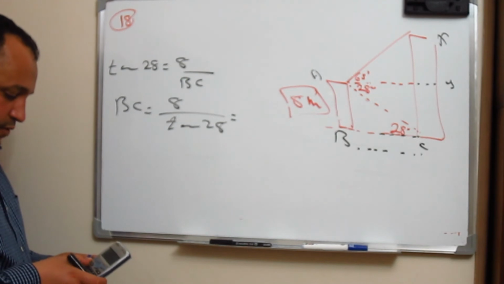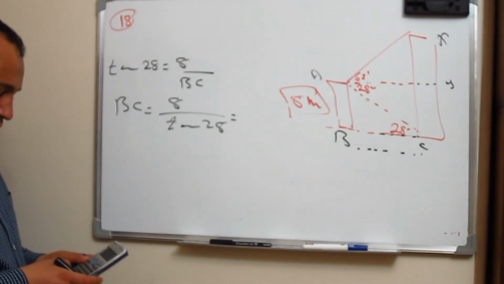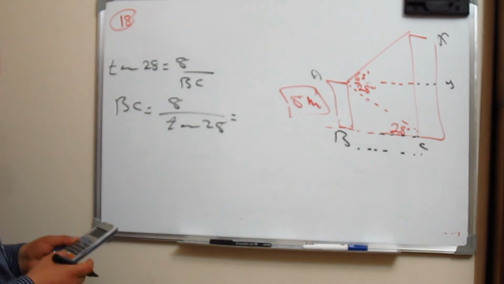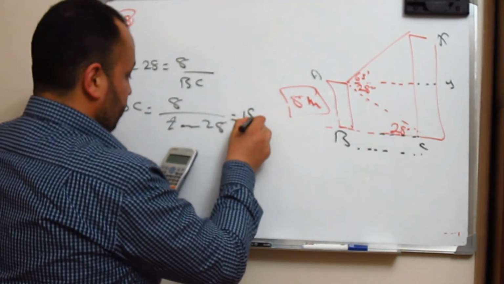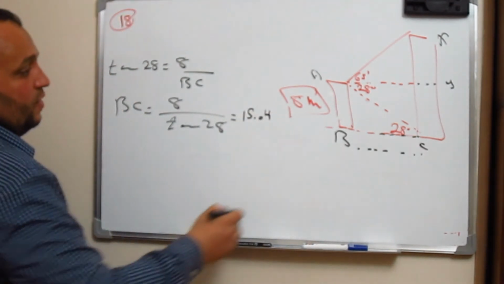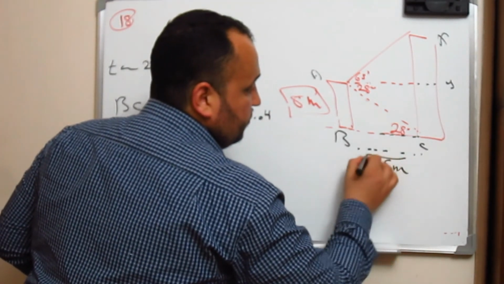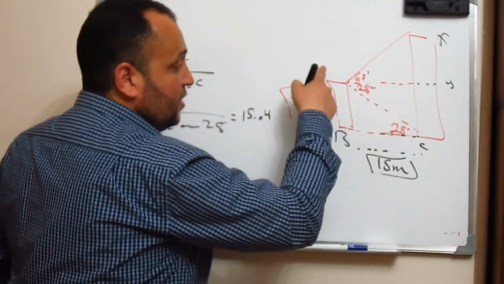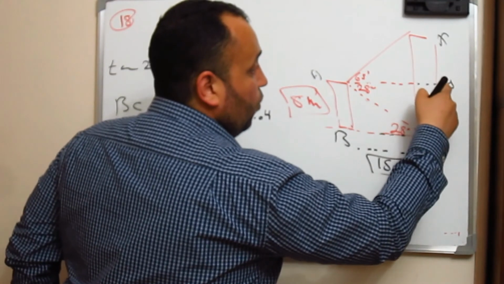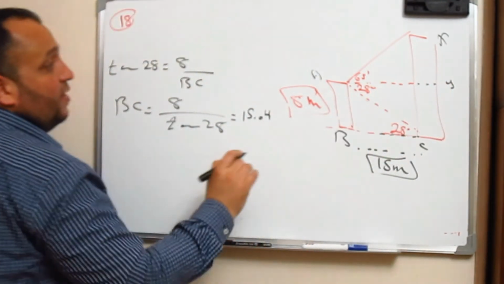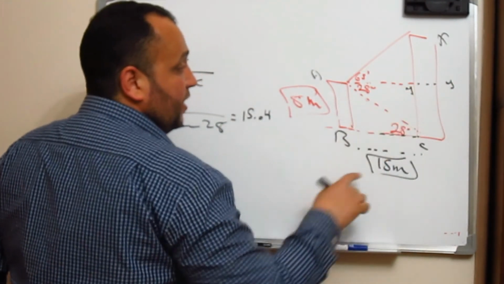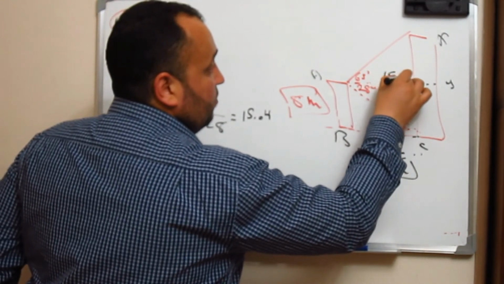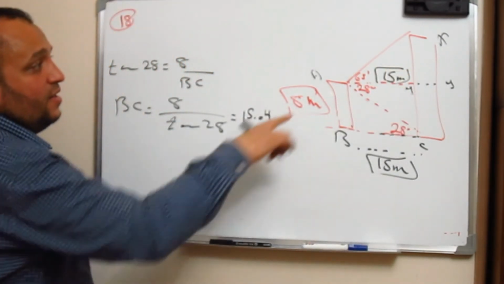8 over tan 28 equals 15.04, approximately equals 15 meters. This 15 meters, everyone, is the same as the length of AY, because the figure ABCY here is a rectangle, which means BC equals AY equals 15 meters. So this is 15 meters, and this is 63 degrees.